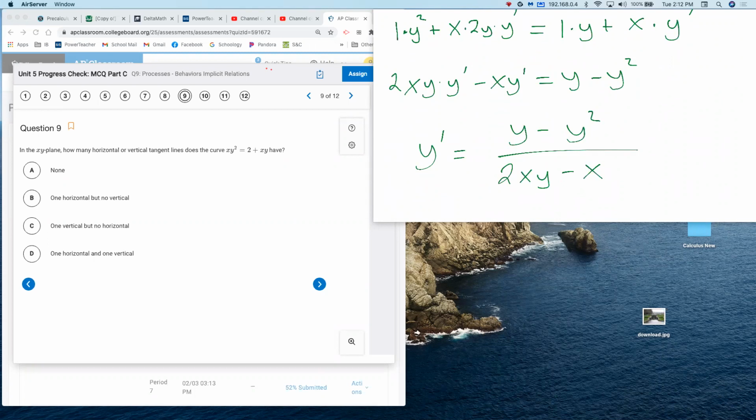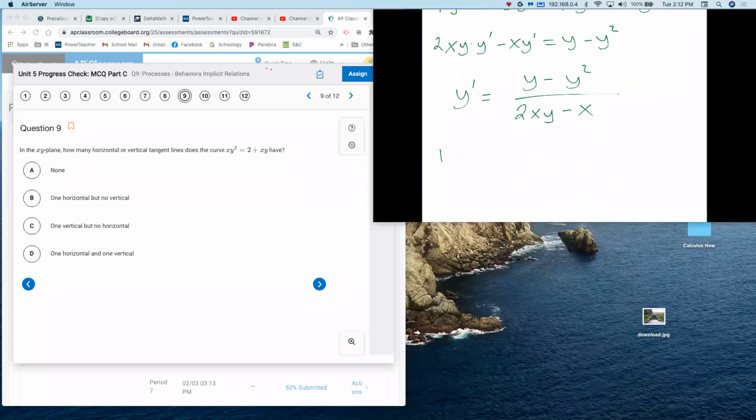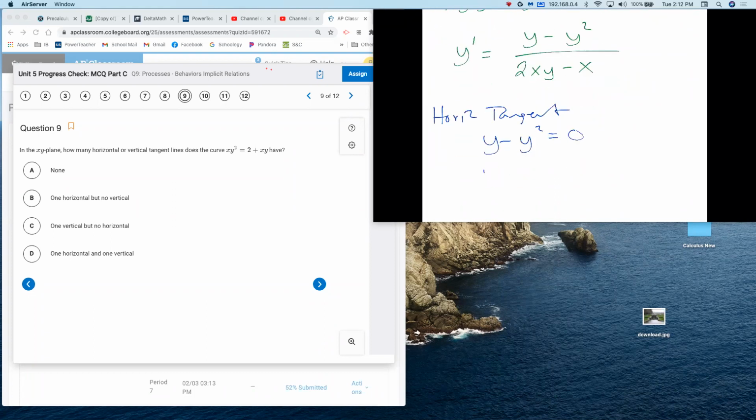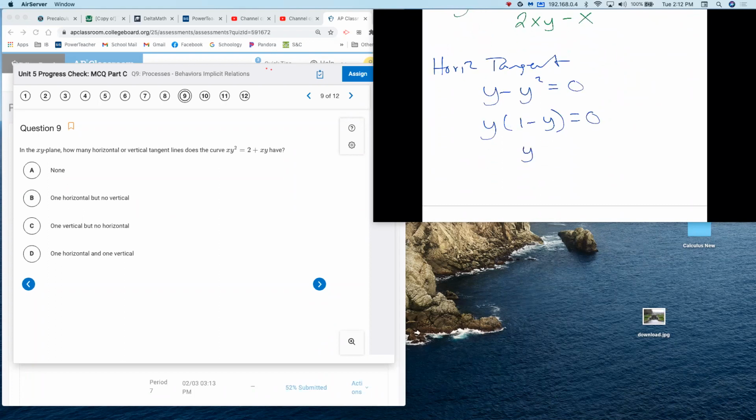Now, if I'm calculating the horizontal and vertical tangents, I'm trying to figure out when the numerator is equal to 0 and when the denominator is equal to 0. So for a horizontal tangent, I need to figure out when y minus y squared is equal to 0. I factor that. That's when y is equal to 0 and when y is equal to 1.